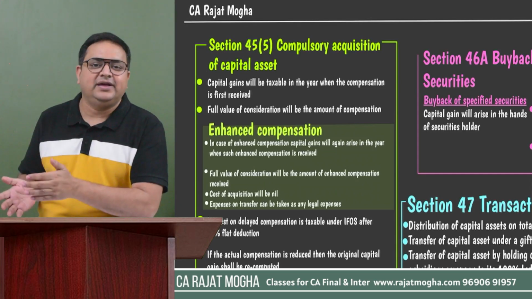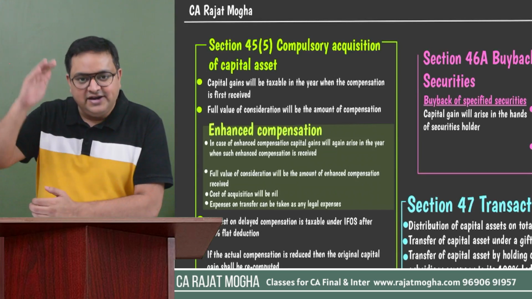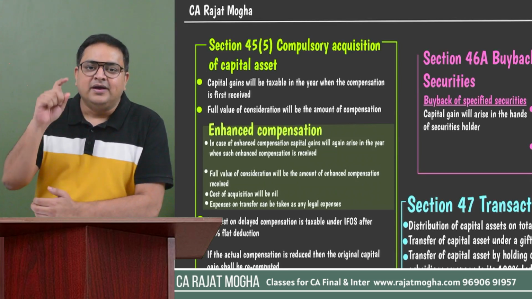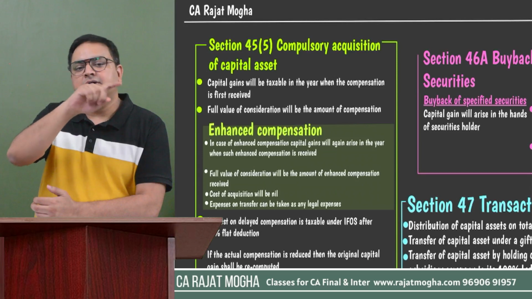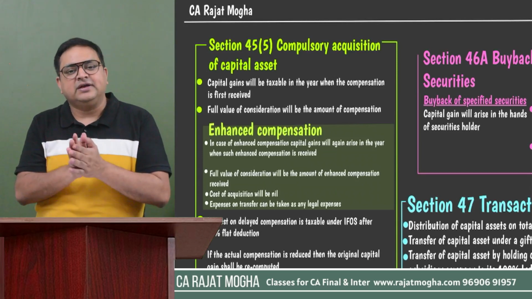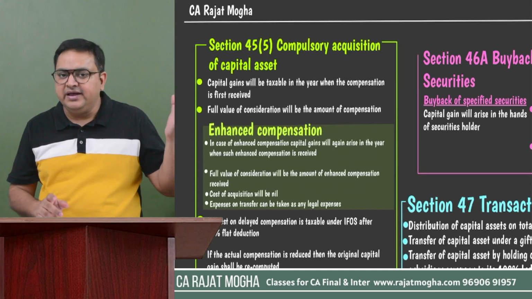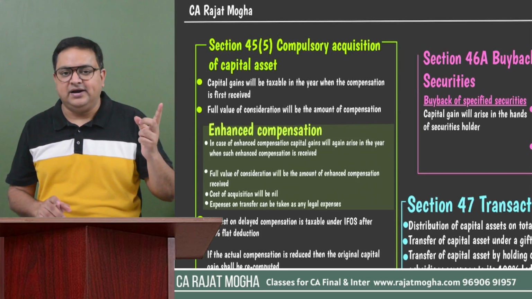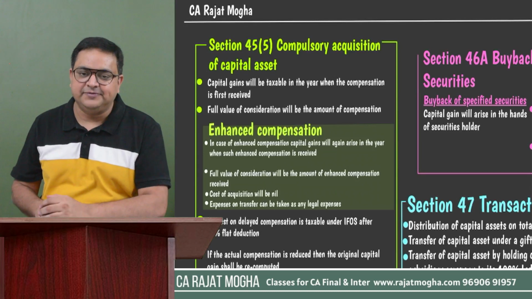Let us take an opposite case. If the compensation is reduced, in that case, you have to recompute the capital gain which you have computed in the original year. So whatever was the capital gain which you have computed in the earlier year, you have to recompute that, in case of reduced compensation.